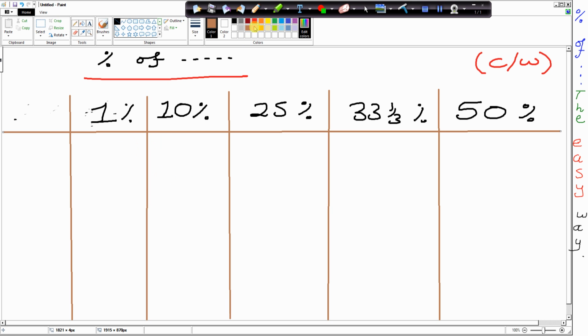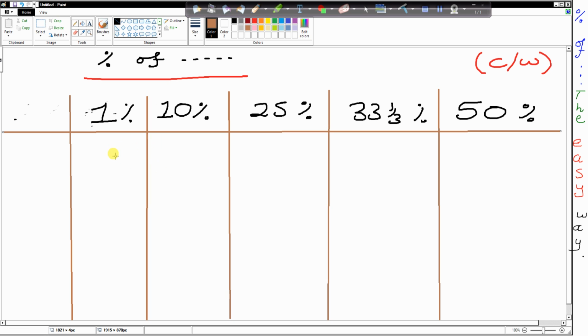Now, when we talk about 1%, what does 1% mean, family? 1% means, oh, hang on 1 second, the brush has been activated.